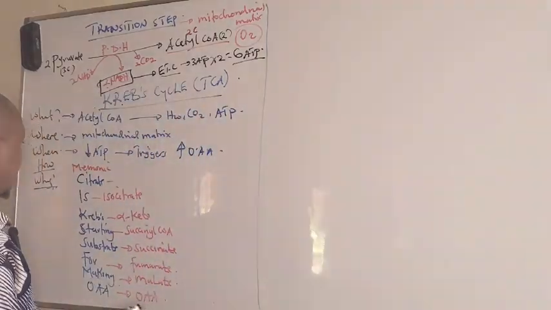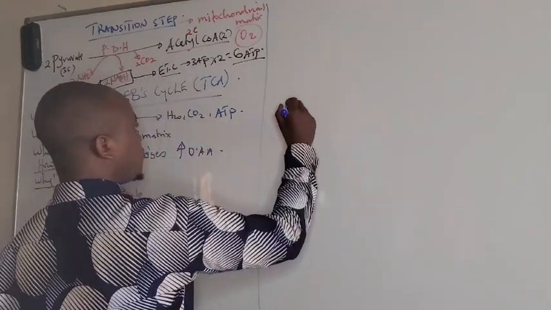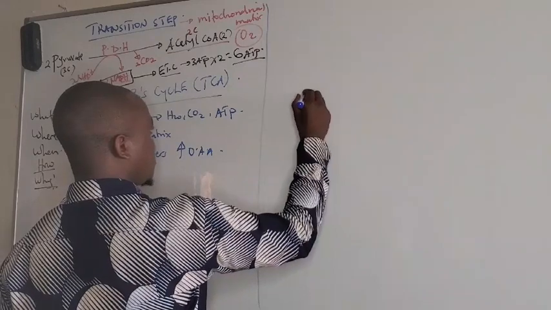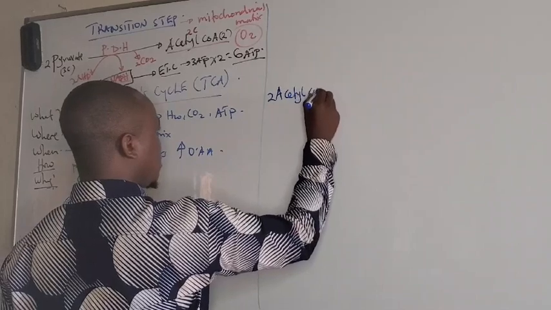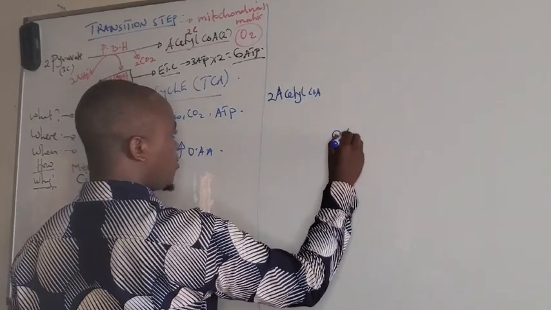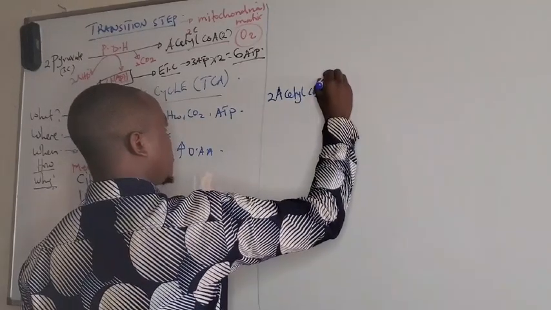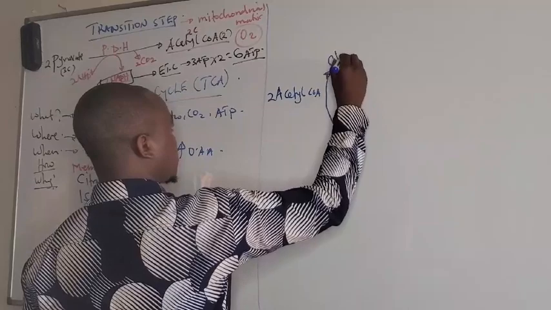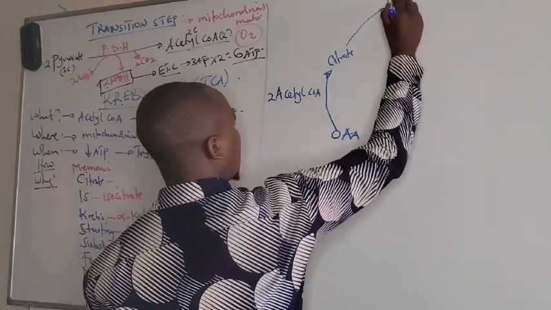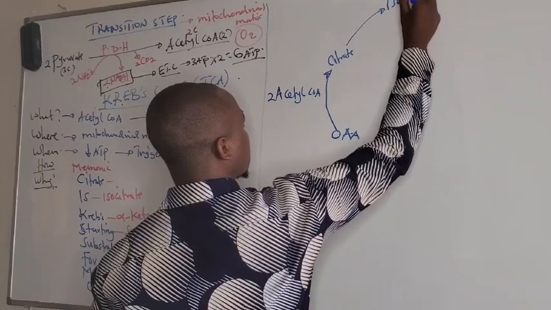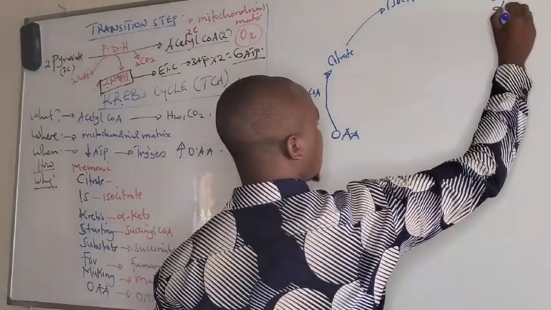We have 2 molecules of acetyl coenzyme A, which combine with a 4-carbon sugar, oxaloacetate, to form citrate. This citrate undergoes isomerization to form isocitrate, and this isocitrate is converted to alpha ketoglutarate.